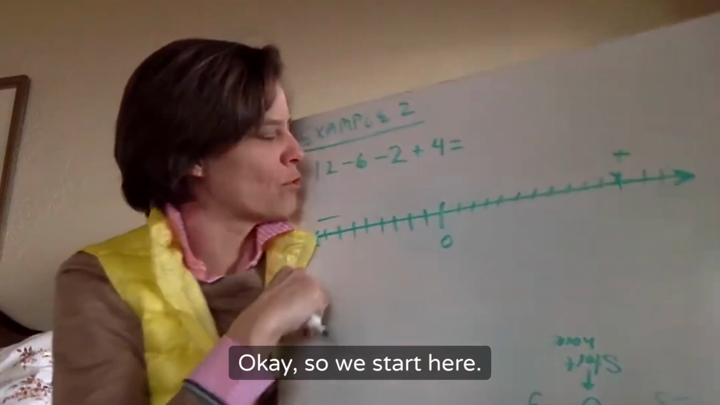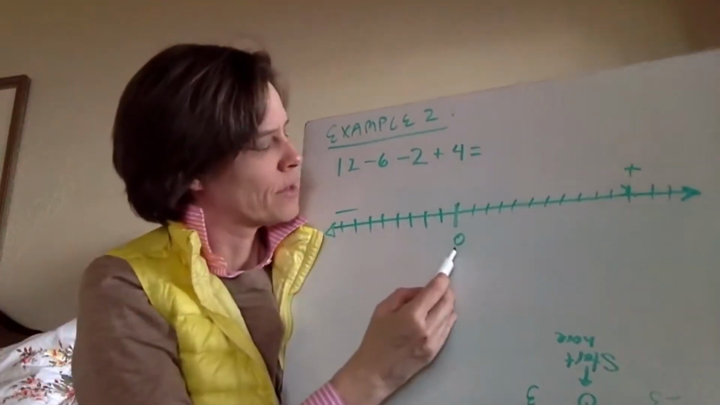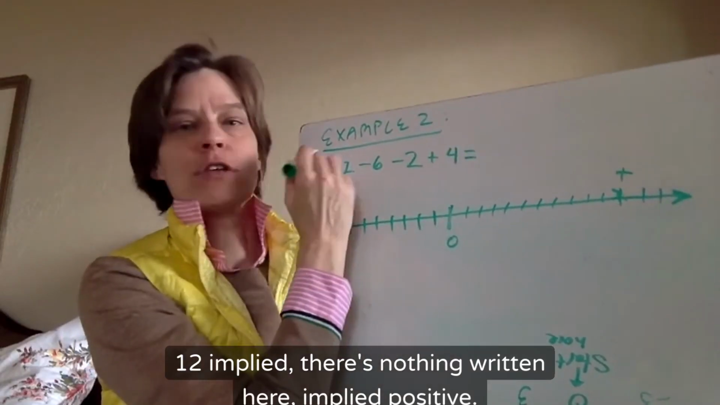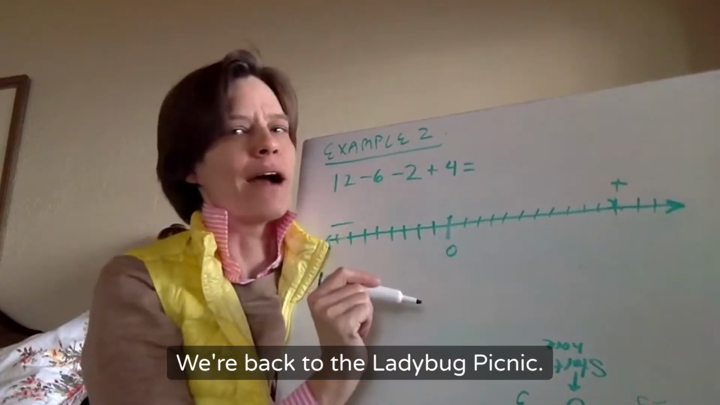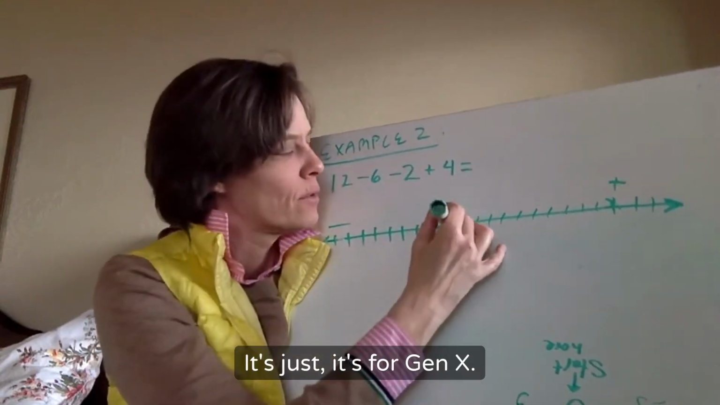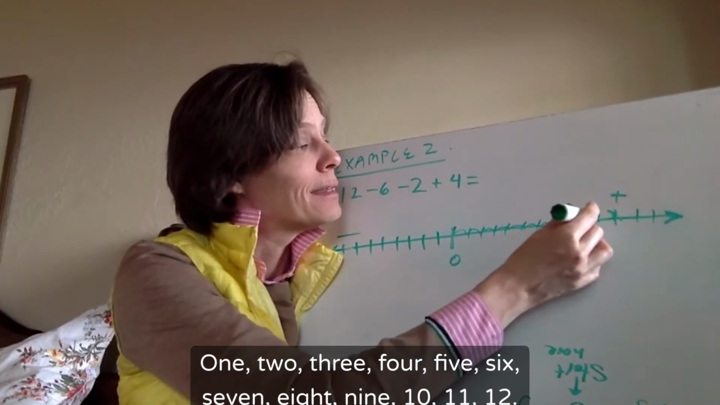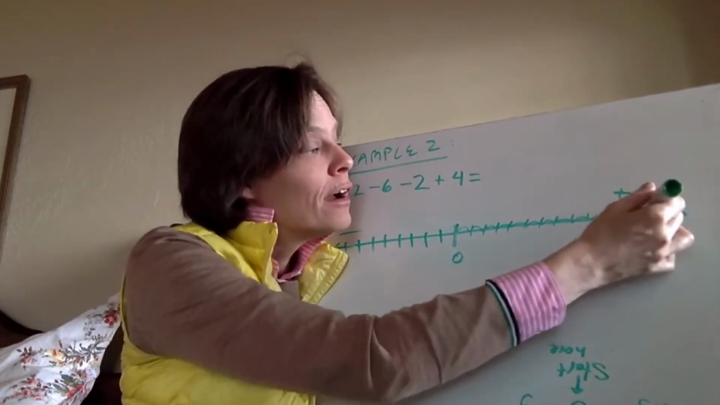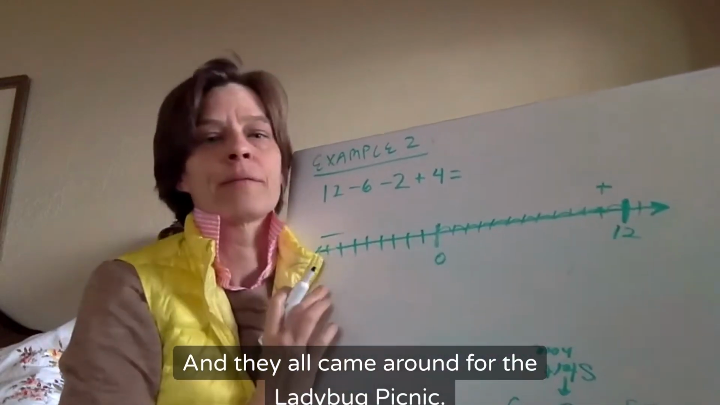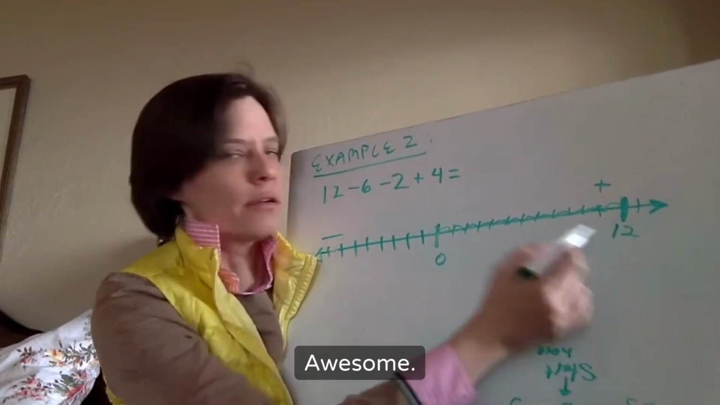Okay, so we start here. I'm going to cozy up with my whiteboard. Start here. We're going how many units? 12. Implied, there's nothing written here. Implied positive. We're back to the Ladybug Picnic. So I'm going to sing it, okay? It's for Gen X. 1, 2, 3, 4, 5, 6, 7, 8, 9, 10, 11, 12. And they all came around for the Ladybug Picnic. All right, I'm way over here. Way over at 12. Awesome.